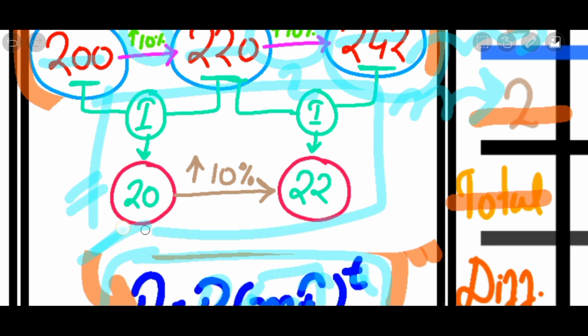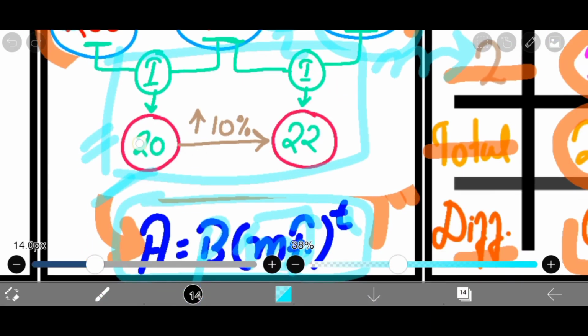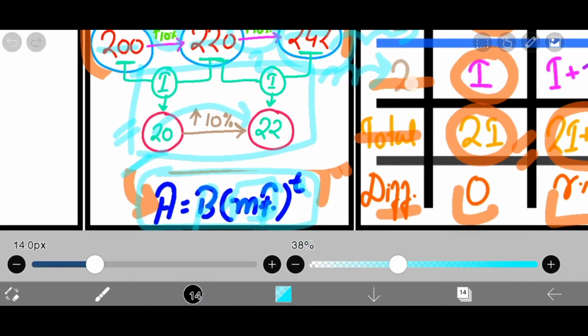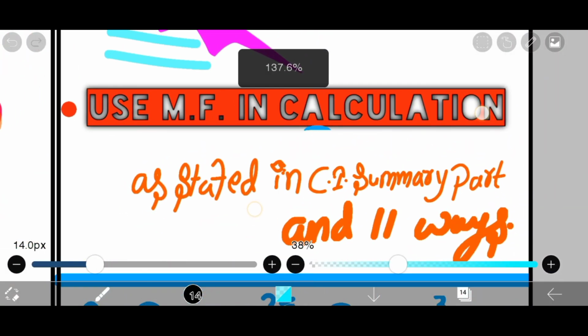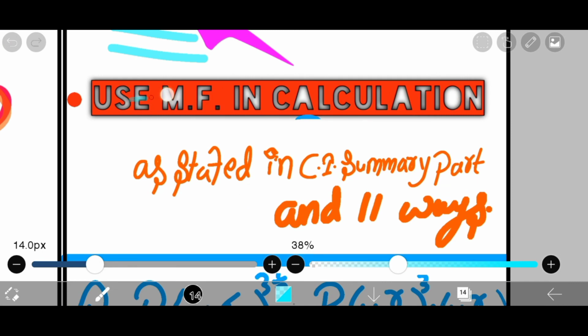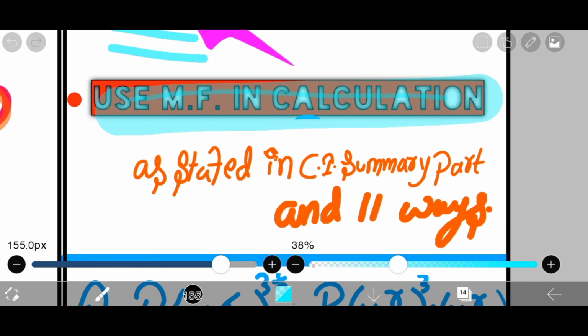And the other trick is the SI thing, which I just said, that you could calculate directly what your SI would be for that particular year. So if you are facing any difficulty in the MF thing, that's the multiplying factor thing, then I recommend you to visit the percentages topic. Let's jump to the other tricks. And here they are: the use of MF in the calculation.